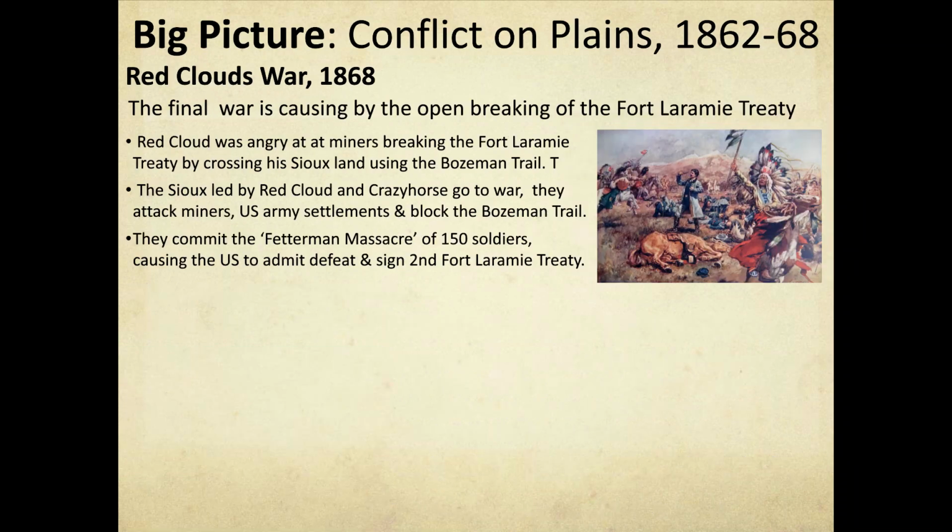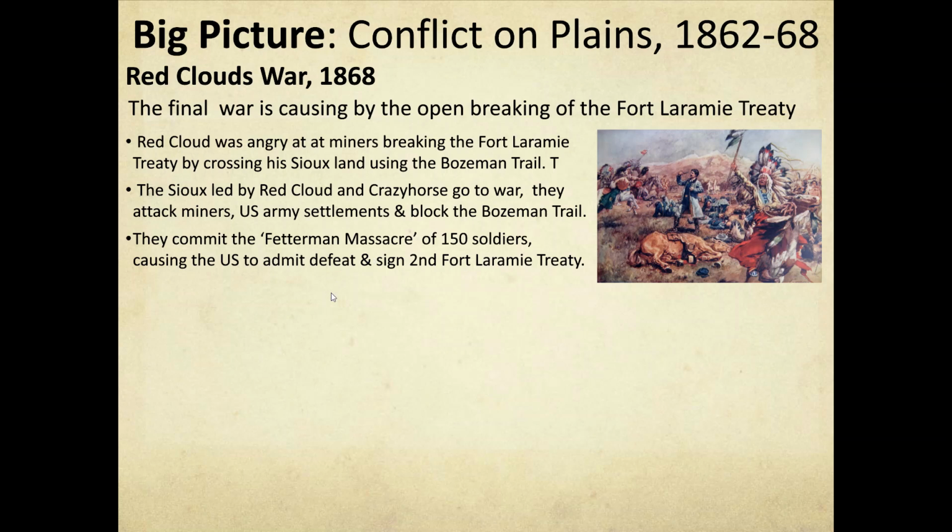Red Cloud's War. The final war is caused by the open breaking of the Laramie Treaty. Red Cloud was angry at the miners for breaking the Fort Laramie Treaty. They crossed his land using the Bozeman Trail, an illegal trail. The Sioux, led by Red Cloud and Crazy Horse, go to war. They attack miners, US Army settlements, and block the Bozeman Trail.